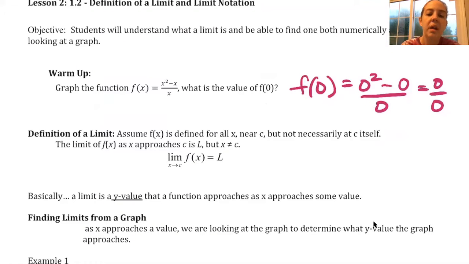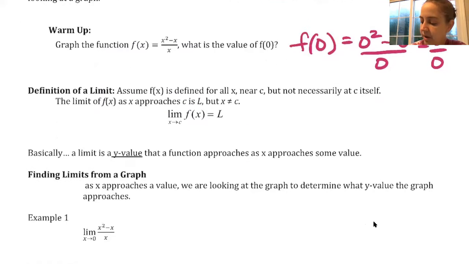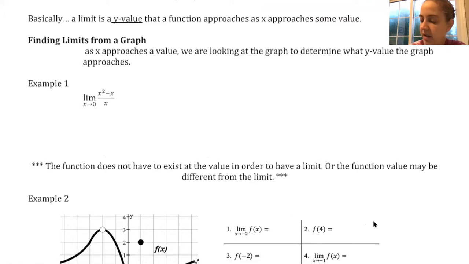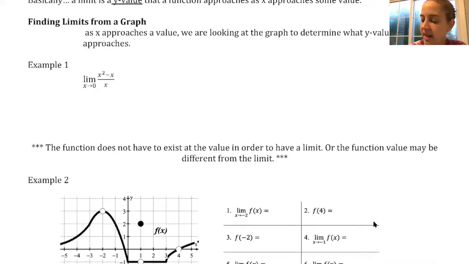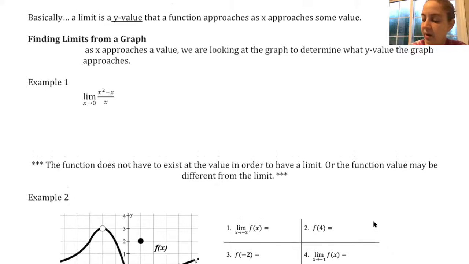There you go. So we talked about the definition. So finding limits from a graph. That's kind of what I alluded to on the warm-up. And hey, look, here it is. So as x approaches a value, we are looking at the graph to determine what y value the graph approaches. So the limit, so now this is our limit notation. The limit as x approaches 0 of x squared minus x over x.